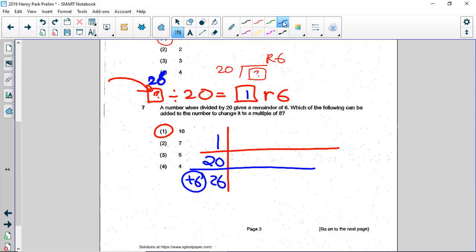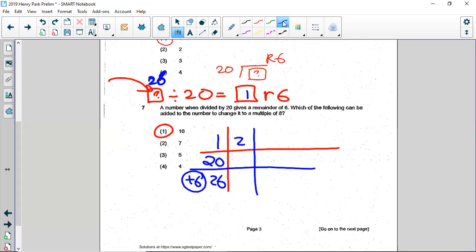Let's look at answer number 1. 10 plus 26 is 36. Can 36 divide by 8? No, cannot, right? How about 7 plus 26? 7 plus 26 is 33. Is 33 a multiple of 8? Also no. 5 plus 26 is 31. 31 is not a multiple of 8. 4 plus 26 is 30. 30 cannot divide by 8. So go to the next one.